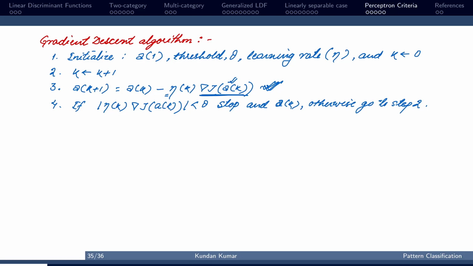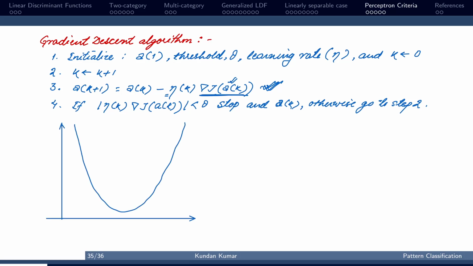So now let us try to understand the gradient descent algorithm. Suppose this is our gradient curve, where on the x-axis we have weight and on the y-axis we have the criteria function. So suppose this is our initial value, and here we have a rolling ball. If we leave this ball, then it will move in this direction. So we have to check whether it is moving in this direction or not.